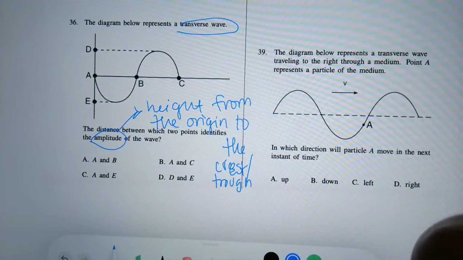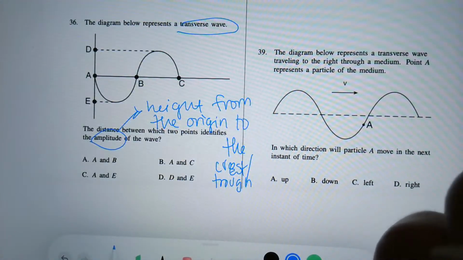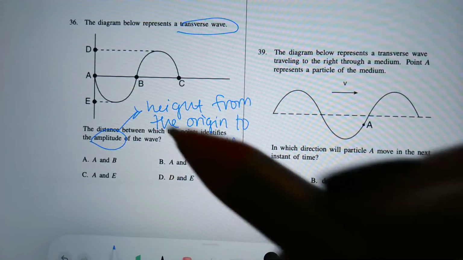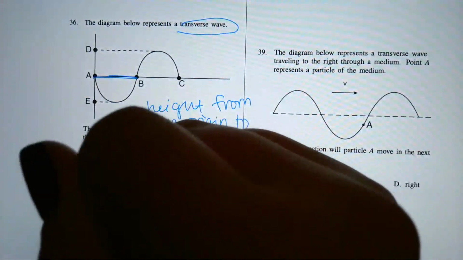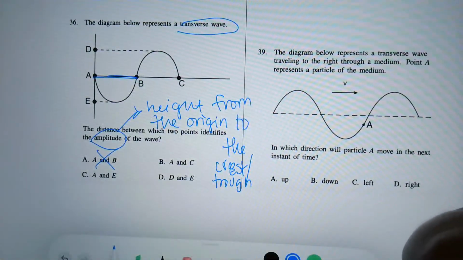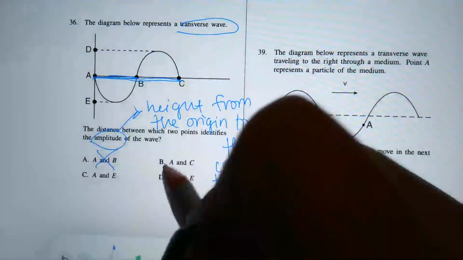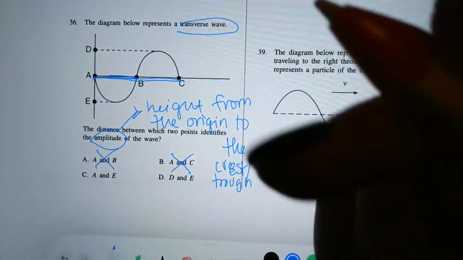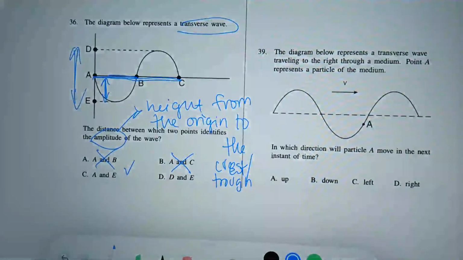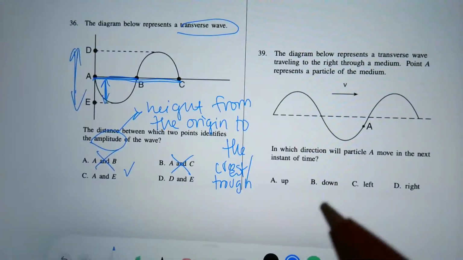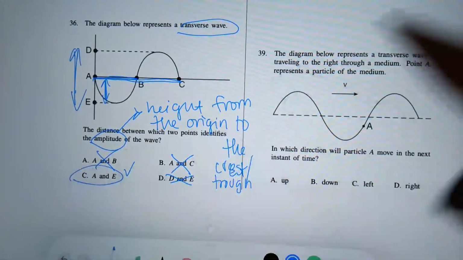So if we're looking at our answer choices, A and B is here. That makes no sense. A and C is from here to here. That also makes no sense. Okay, A and E, that kind of makes sense. And then D and E. D and E is no good because that's the whole thing. That's from crest to trough. So that is no good. So therefore it is answer choice C.